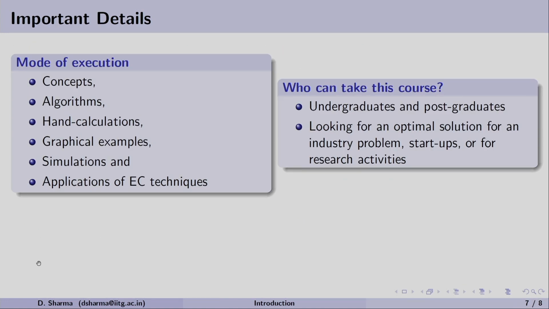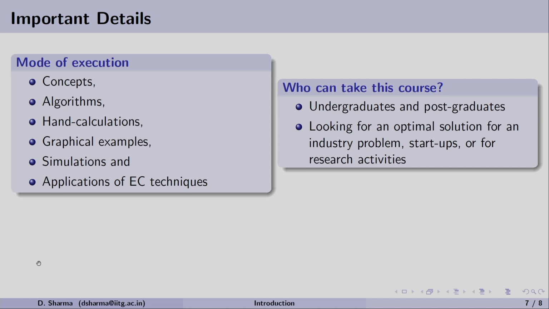There are certain important details about how we will be executing this course by understanding the concepts. We will be looking at the algorithmic representation of these techniques. We will solve some problems by performing hand calculations. Thereafter, we will also show graphical illustrations of examples so that we can understand how these solutions will be moving towards the optimum solution. And finally, we will also show some simulations as an application of those EC techniques.